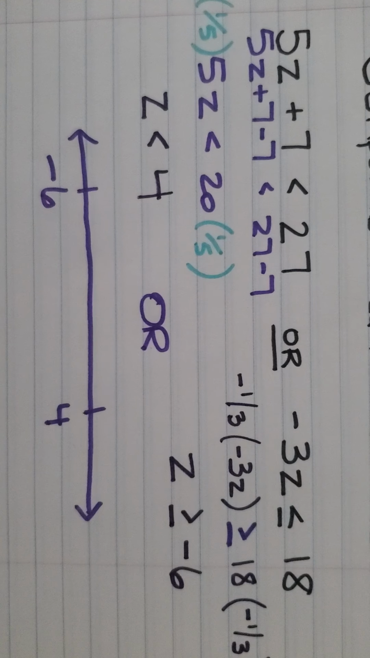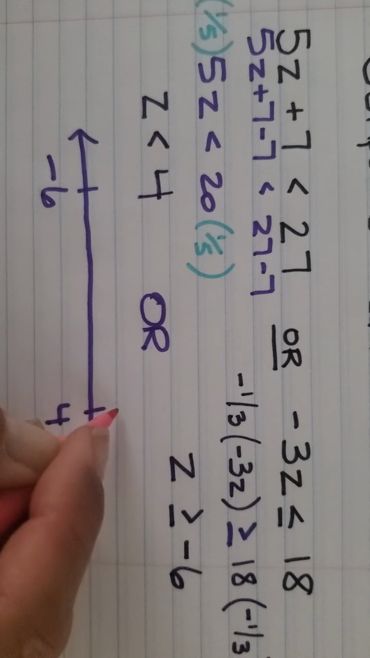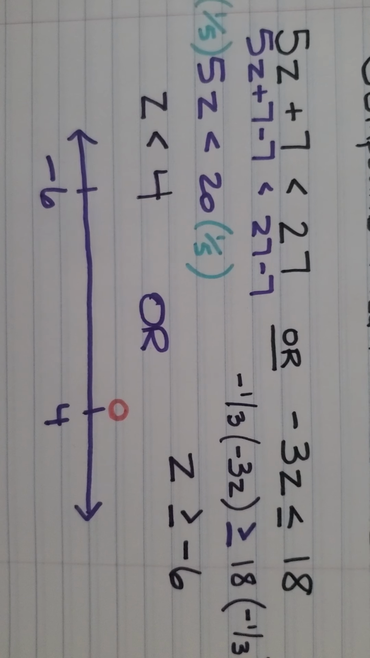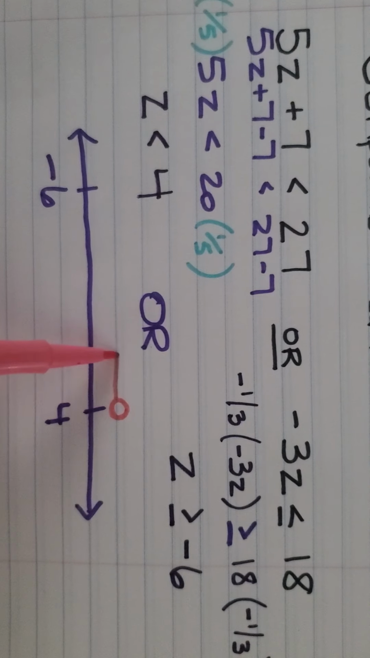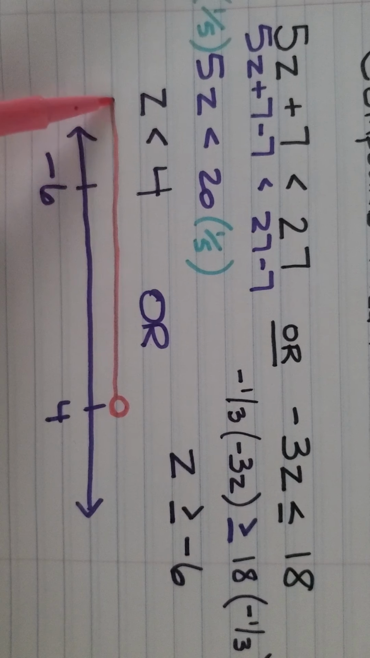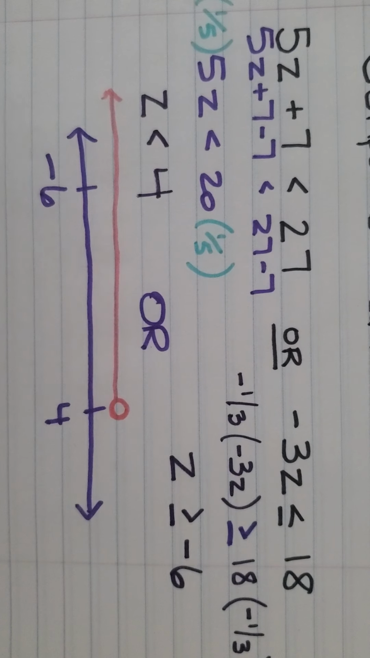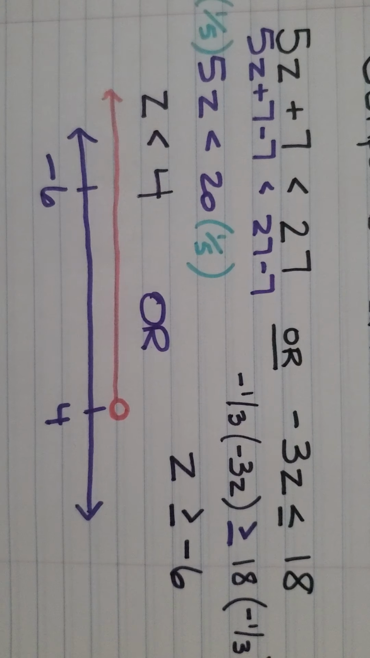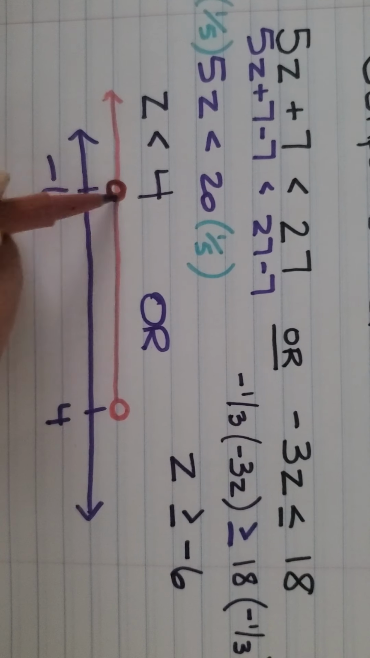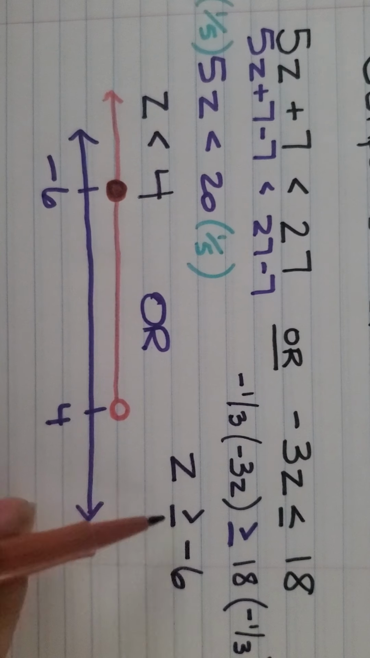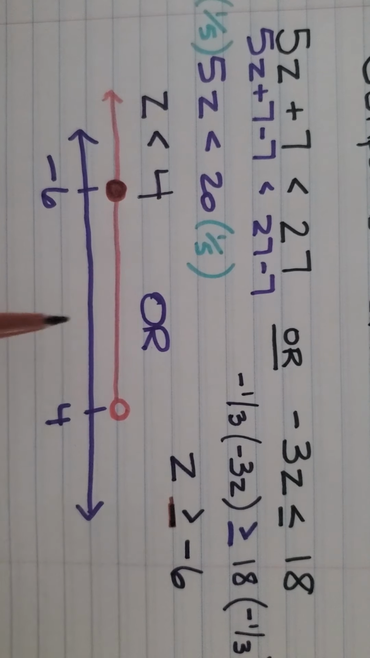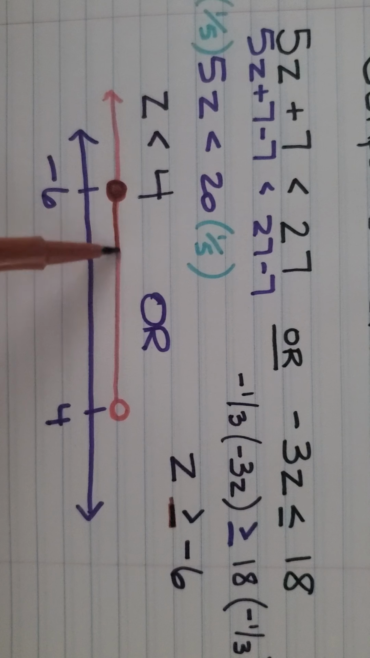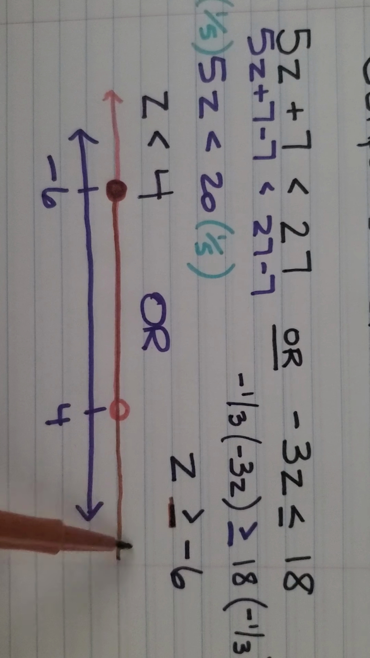And I'm going to graph z is less than 4. Open circle, because it does not include 4, but it includes all the numbers that are less than 4. And then the other inequality says that z is greater than or equal to -6. So if it's got that equal symbol down there, it's going to be a closed circle, and z is all the values that are equal to -6 or greater than -6.